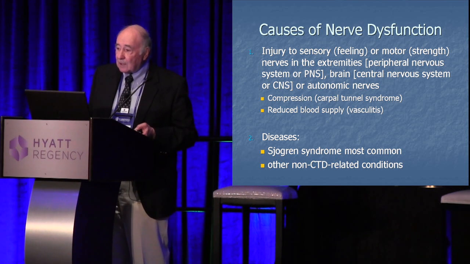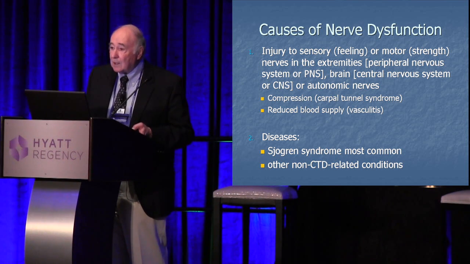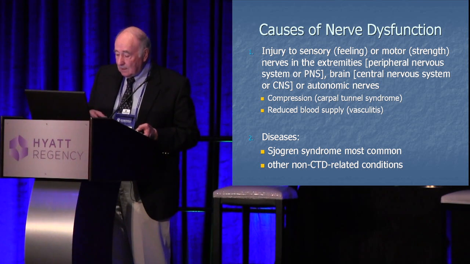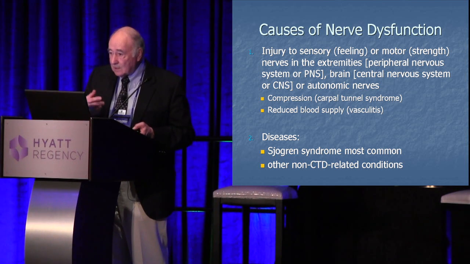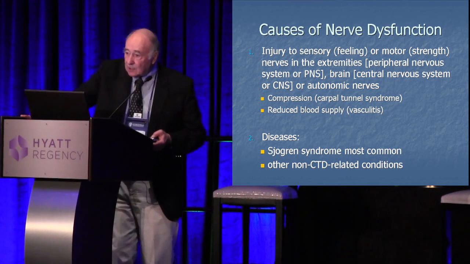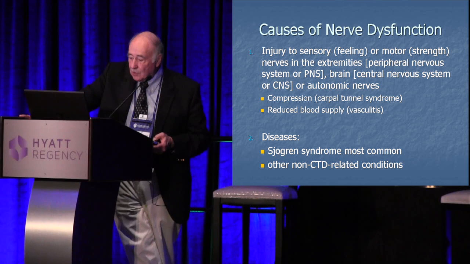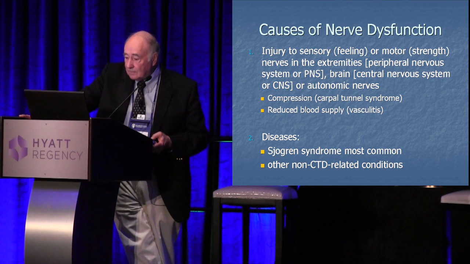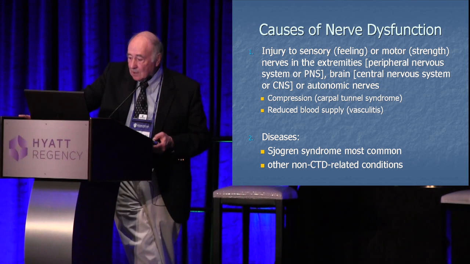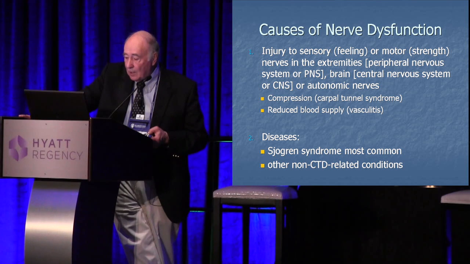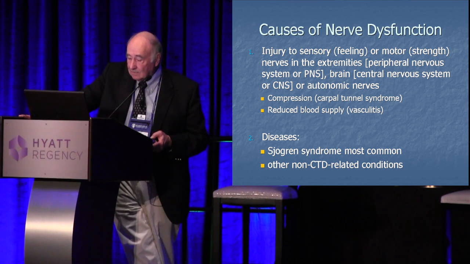That's the nervous system that controls things that we don't control voluntarily, such as heart rate, blood pressure, digestion, all those nerves that stimulate the muscles to allow the esophagus and the intestine to contract appropriately so that food can be passed through the intestine. Those are the autonomic nerves. And so all of those nerve areas, peripheral, central, and autonomic, can be affected.